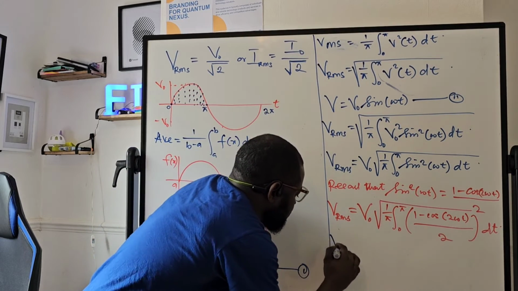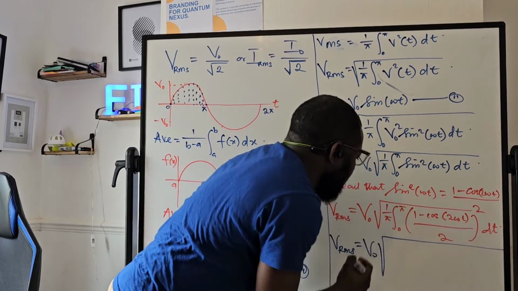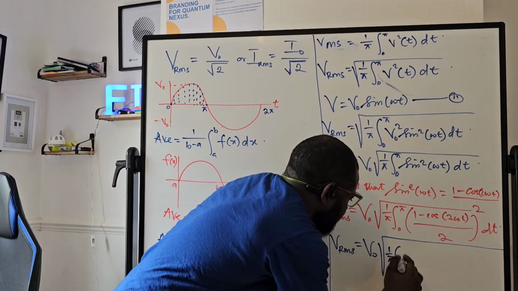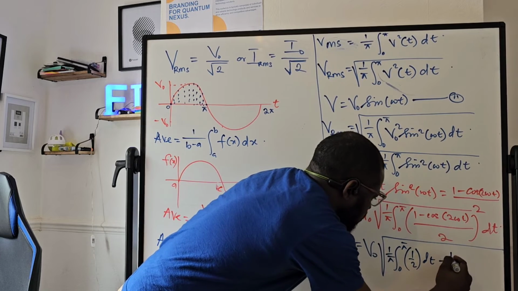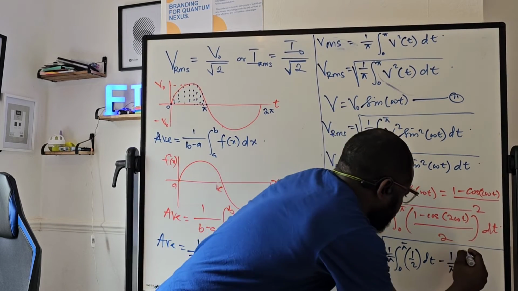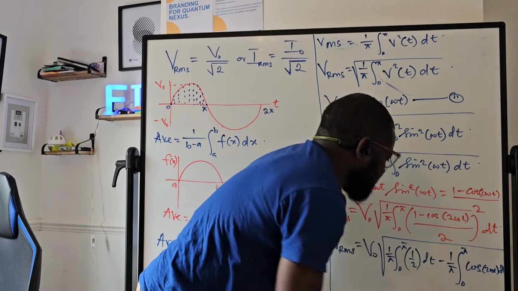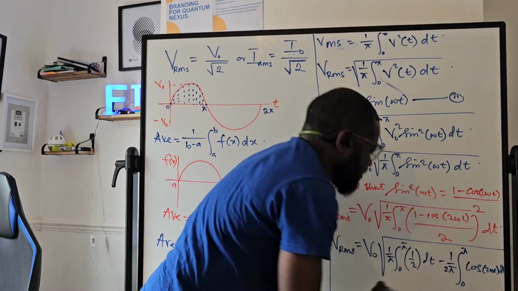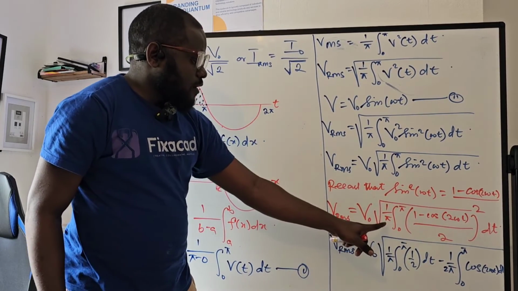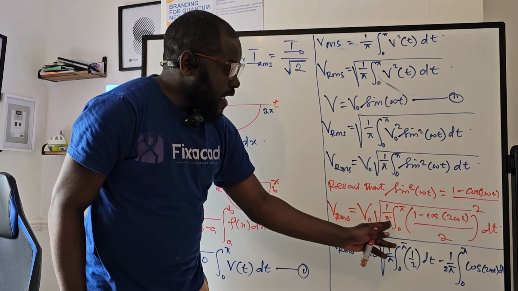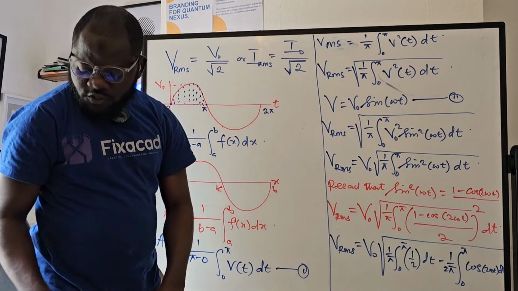So we have that the root mean square voltage is now V naught, the square root of 1 over pi, the integral from 0 to pi of 1 over 2 dt, minus 1 over pi, the integral from 0 to pi of cos 2 omega t dt. Have you seen this now? Let me just bring it out here, to avoid unnecessary repetition. So this 2 is a constant, and 1 over pi is also a constant. So when 1 over pi opens this bracket, I should have this. And I think that's awesome. Okay, so let's move on.